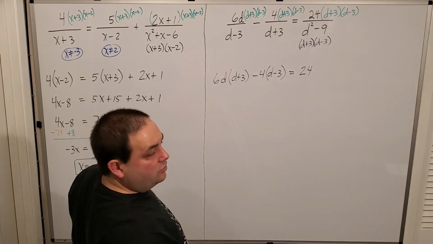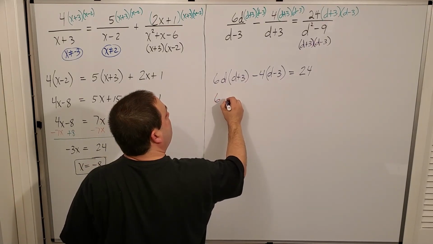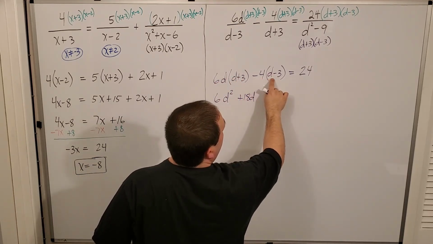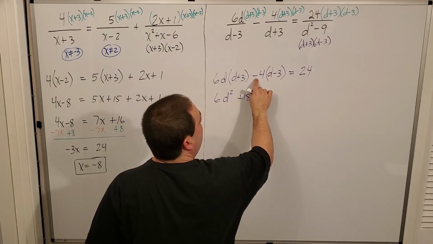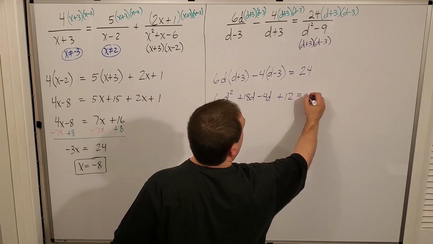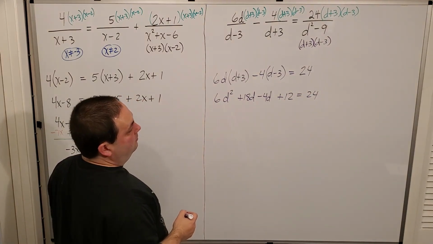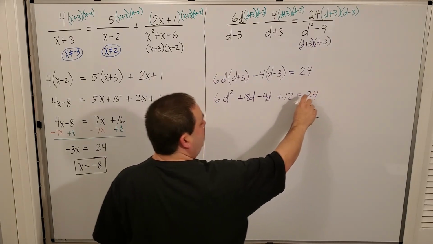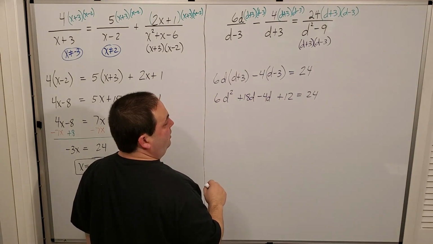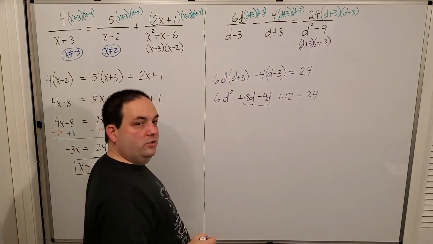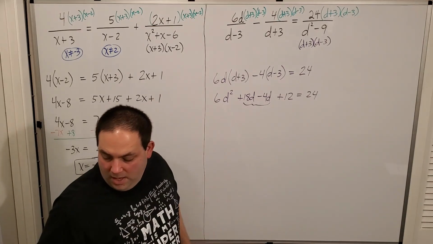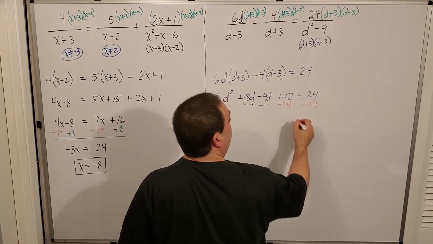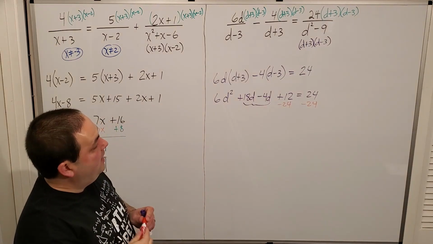At this point, I distribute so that I can see where I'm at. I have 6 times d squared. I then also have 18d. I have minus 4d. And notice negative 4 times negative 3, I have a plus 12, still equal to 24. I am noticing that this is a quadratic with the d squared there, so I know that I'm going to want it to equal 0. So I'm going to do a two-stage step here. I do want to combine like terms, which I will do. But also, at the same time, I recognize that I need it to equal 0, so I will also be subtracting 24 from both sides in order to get the 0 on the right-hand side there.